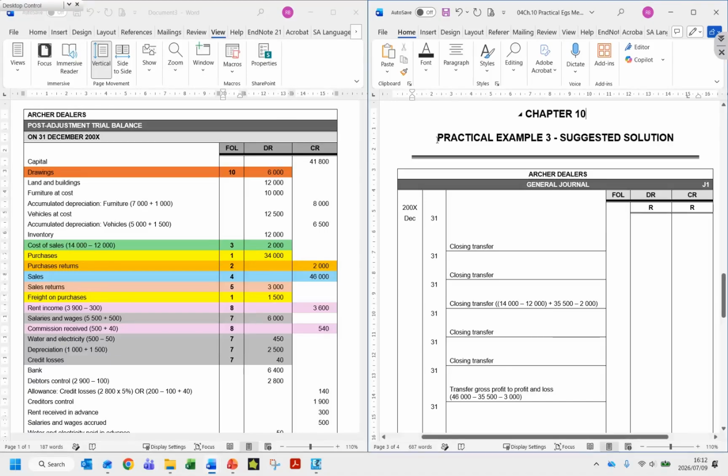We will now look at practical example 3 of chapter 10, which is the closing transfer journal entries. In order to be able to do these journal entries, we need the post-adjustment trial balance that is on the left-hand side of the screen. And this is the trial balance we prepared in practical example 2.